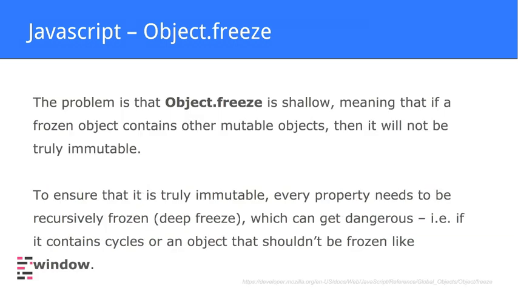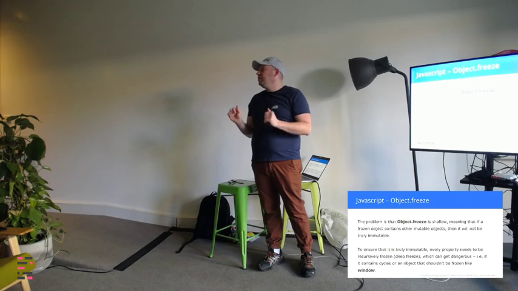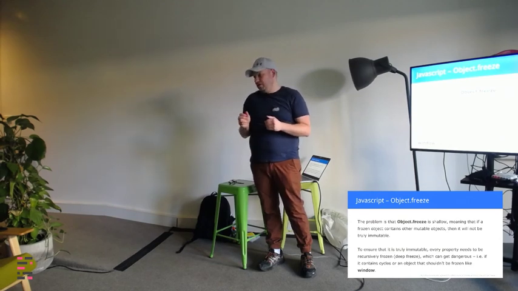Or not. The problem is that object.freeze is shallow. Which means if it has an object that contains other mutable objects, then those other things, which are down a level, will still be mutable. So even things at the top level will be fine, but anything a level deeper is still mutable. We can still change it.